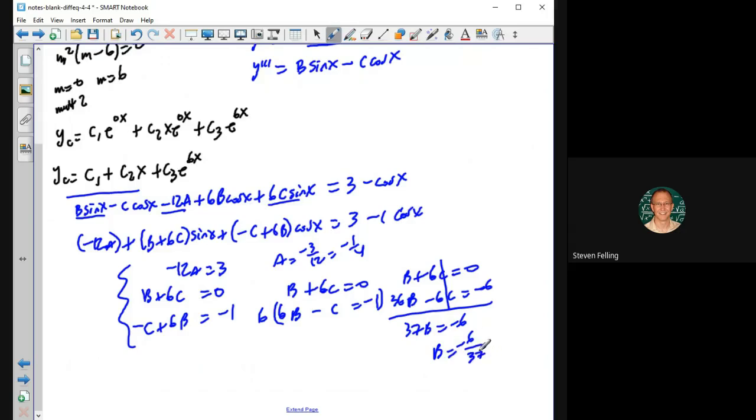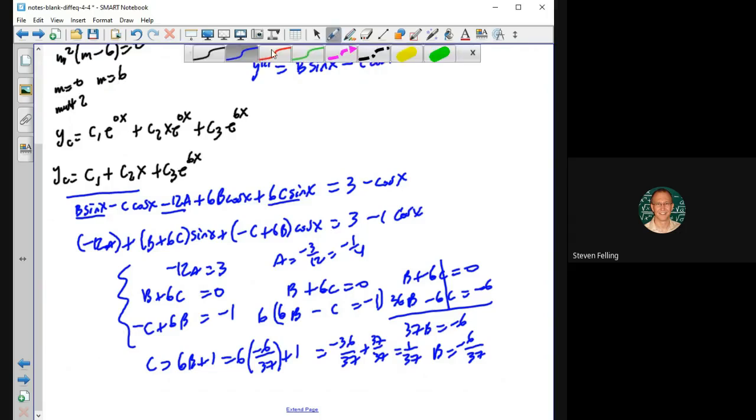All right. And then that means that c would be, let's go to this one. If I solve this, c is equal to 6b plus 1. So if I take 6 times b, which I now know is -6/37, plus 1, that's going to be -36/37 plus 1, which is 37/37. And so that's going to end up being 1/37. Okay, so now that I have the constants, I can make the solution.